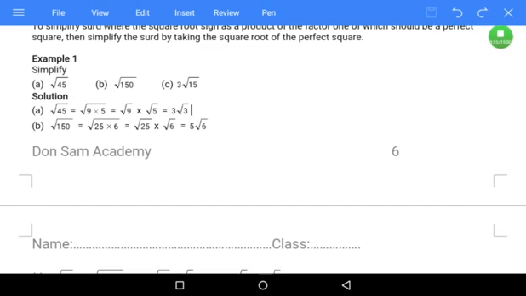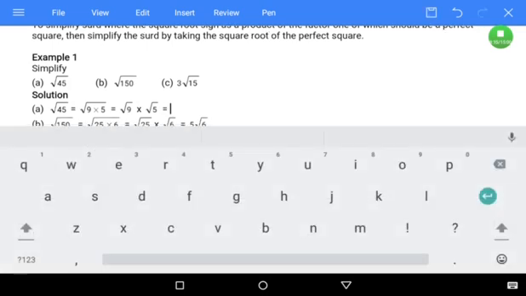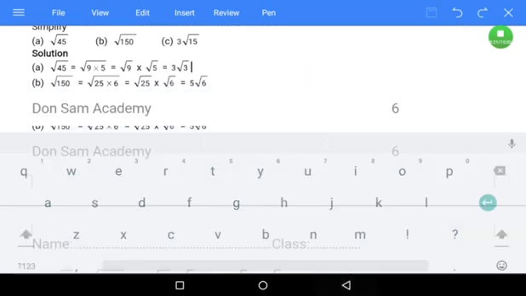3, and root 5 cannot be more simplified. So you leave your answer as, sorry, that should not be, that should give us root 5, not root 3 there. Sorry. Alright, so you correct it in the video.